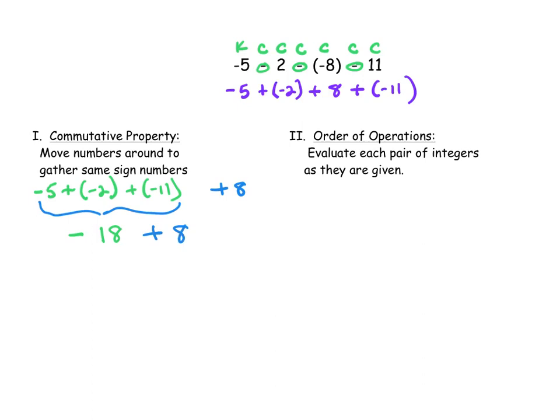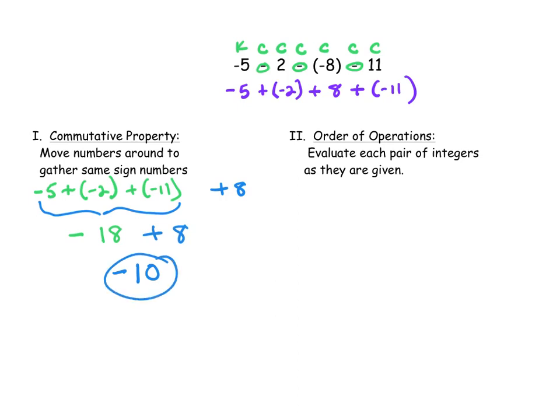Now I have my negatives all gathered up, my positives all gathered up, and because they're different signs, I have to subtract. 18 take away 8 is 10, and I look for the number that has the most counters, or the highest absolute value, otherwise furthest from 0, and that's -18. So my answer is -10.